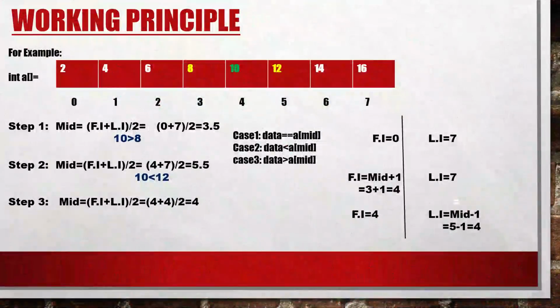see the working principle here. Now suppose the array name is A over here. The array has a total of 8 elements, 0 to 7, and 2, 4, 6, 8, 10, 12, 14, 16 are the elements of the array, and 0, 1, 2, 3, 4, 5, 6, 7 are the indexes of the array. Now first index, that is fi, last index, that is li. In this working principle I have denoted the first index as fi and the last index as li.